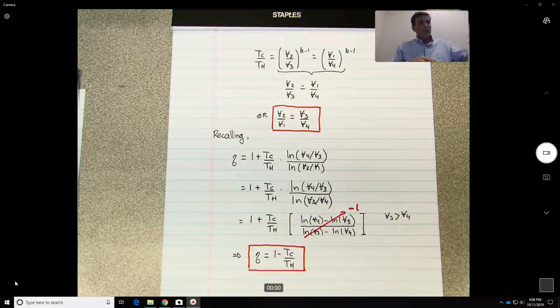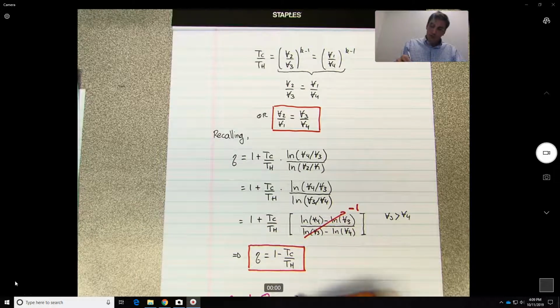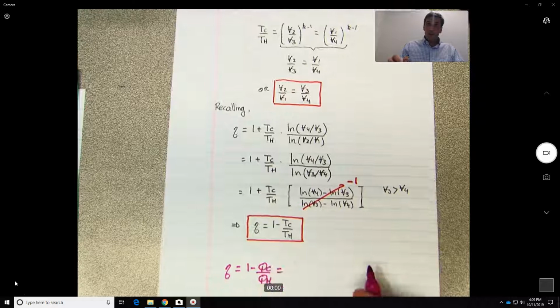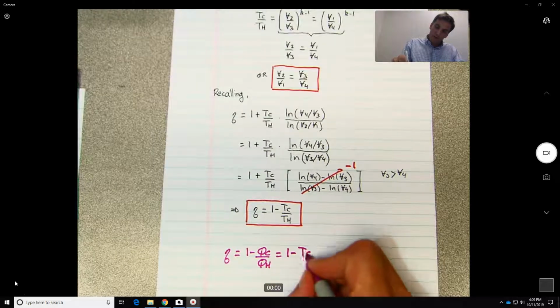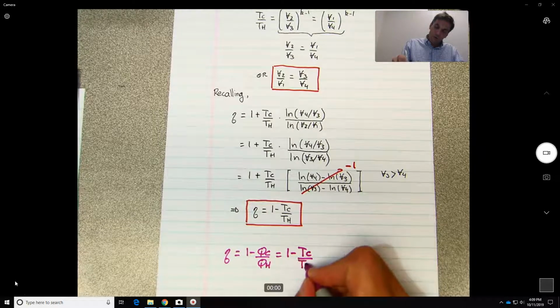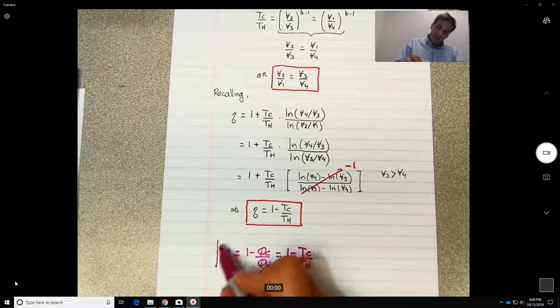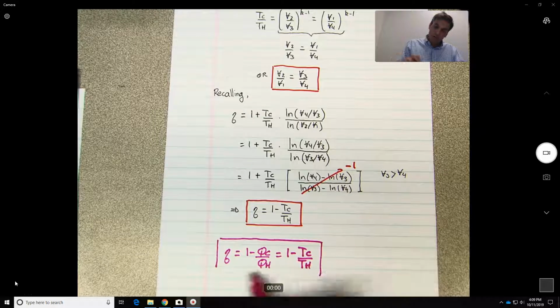Okay, so we did all this derivation, but really what's important over here to remember, just for the power cycle, is that the general definition was 1 minus Q cold over Q hot. But for a Carnot cycle, which is kind of an ideal cycle, this is also equal to 1 minus Tc over T hot. And this is extremely important, as we will see later on, okay?